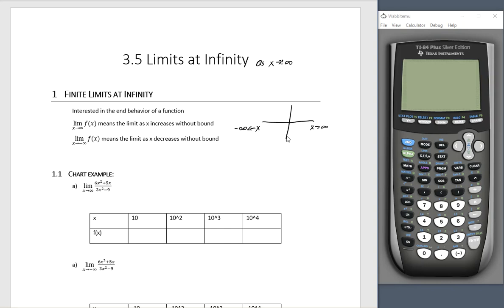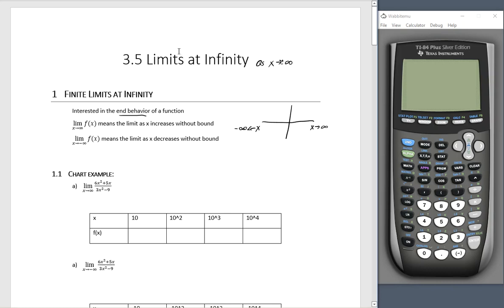x is going to negative infinity on this side. So we call this the end behavior of a function. What happens at the far left end, at the far right end of a graph? The limit as x approaches infinity means the limit as x increases without bound. Okay, not the y values.